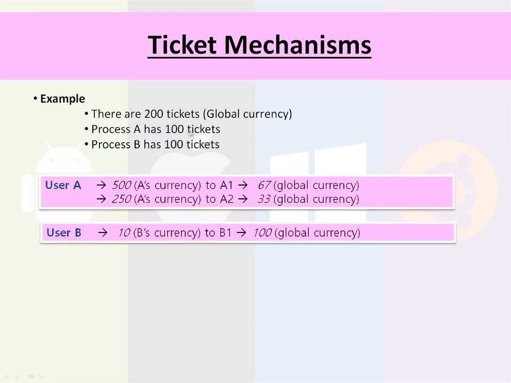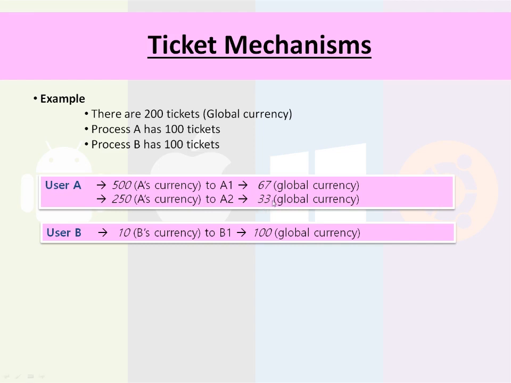Here, same initial setup, 200 tickets available in global currency allocated by the operating system, 100 for each process A and B. But this time, I've said that the user allocates 500 to A1 and 250 to A2. So now it's not so easy, right? Now we have a total of 750 tickets, and we need to find how those tickets are distributed amongst these two. For A2, we take 250 divided by 750, and that gives us 0.33. If we times that by 100, that is 33%.